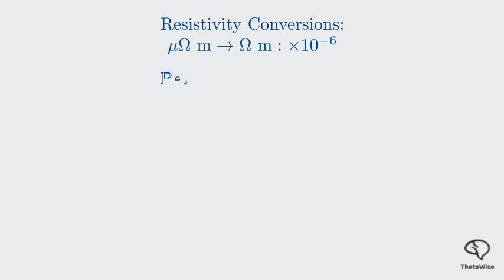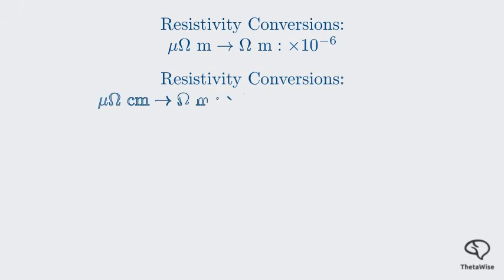If resistivity is given in micro-ohm centimeters, you have two conversions to do: micro to 10 to the minus 6, and centimeters to 10 to the minus 2. This gives a total conversion factor of 10 to the power of minus 8. For example, 1.72 micro-ohm centimeters becomes 1.72 times 10 to the minus 8 ohm meters. Now, let's put this into practice with our first worked example.